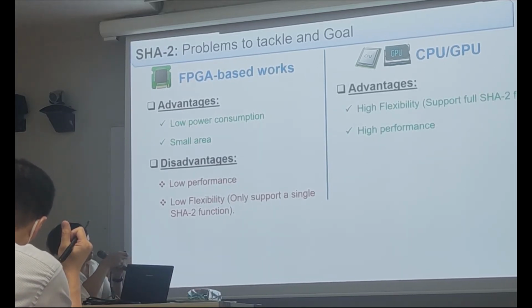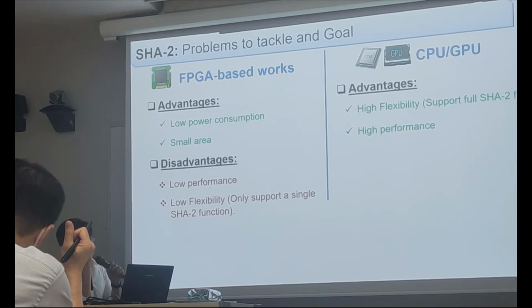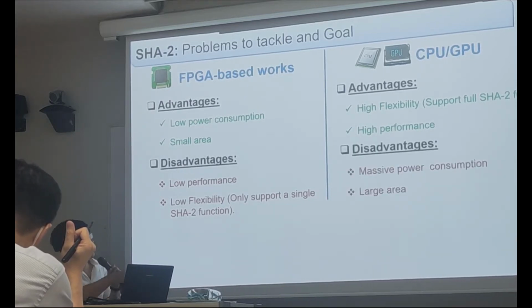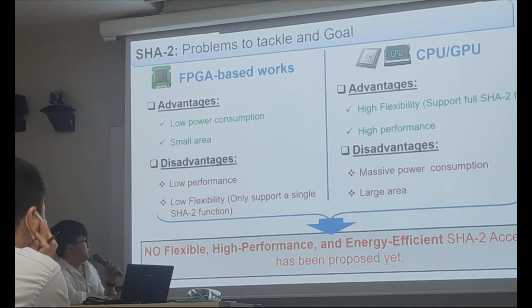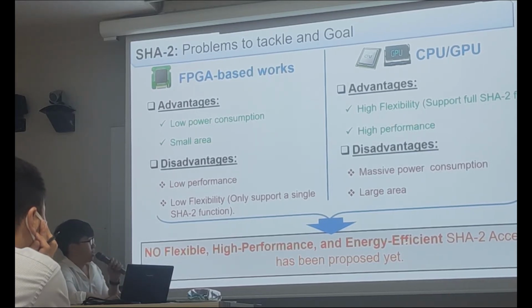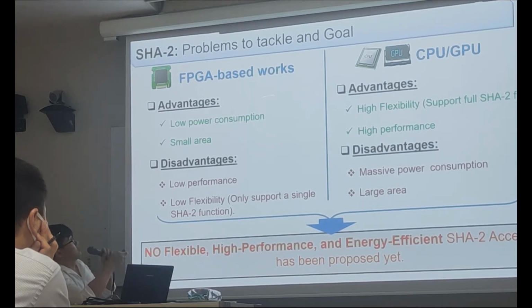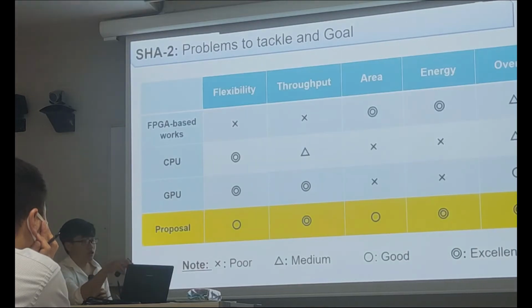The CPU group has several advantages like high flexibility and high performance, because they have a lot of cores and threads. But they trade off massive power consumption and large area. As you can see in these two groups, no flexible, high performance and energy efficient SHA-2 accelerator has been proposed yet. It means no accelerator can combine the advantages of both groups. To solve this problem, my thesis proposes a new accelerator to achieve high flexibility, high throughput and also high hardware efficiency.